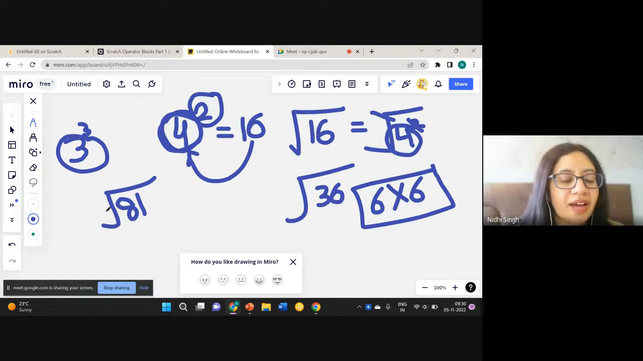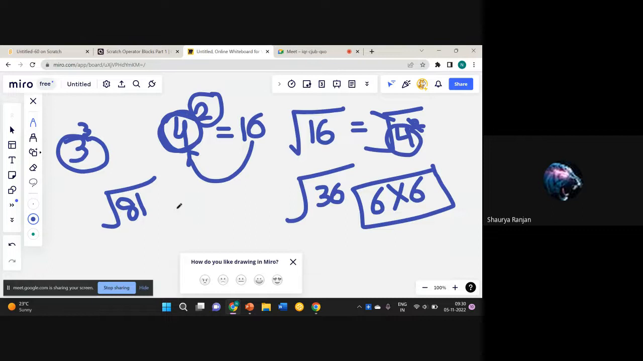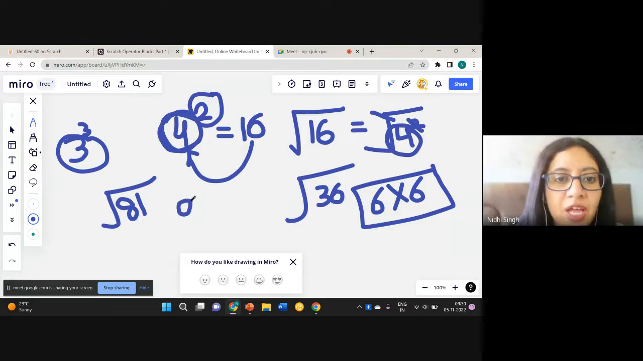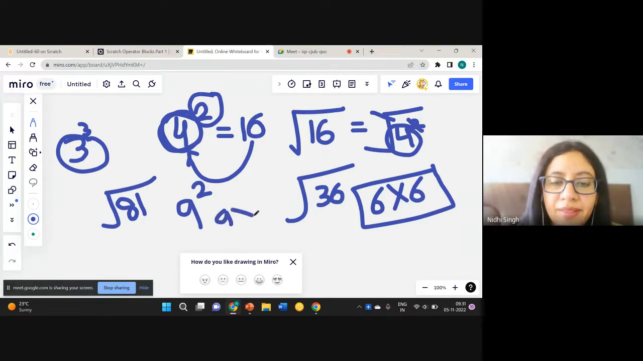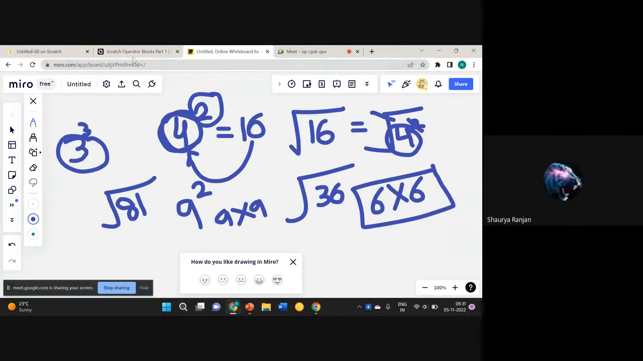Okay, what is the answer of square root of 81? Ma'am, 9. Very good. So like this, we can find the square root of 81. Now, vice versa, if I want to take the square, I will just take the power as 2 and do 9 times 9, and the answer will be 81.